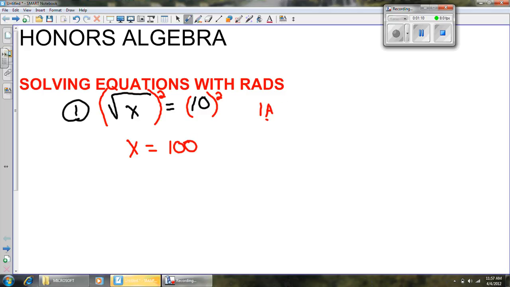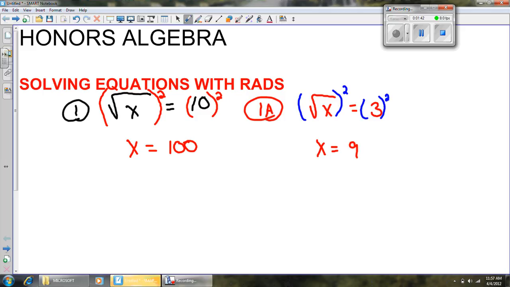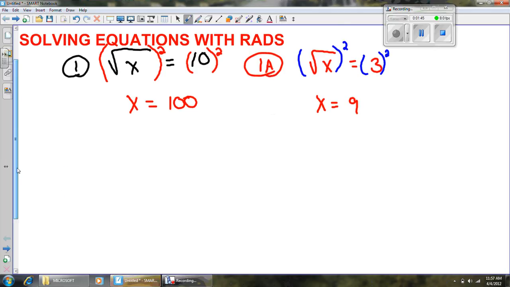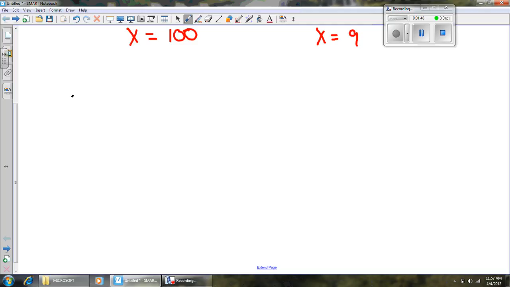We'll call it number 1a. And we'll do the square root of x equals, rad x equals 3. All right. You should know the answer. When we square each side, right, we're going to square this, we're going to square that, and we should end up with x equaling 9. Piece of cake. All right, let's look at one that gets a little bit more complicated.